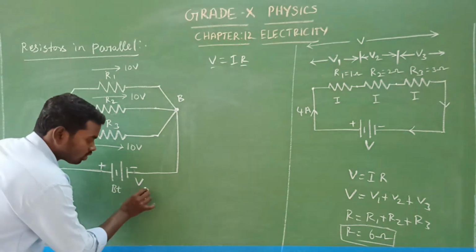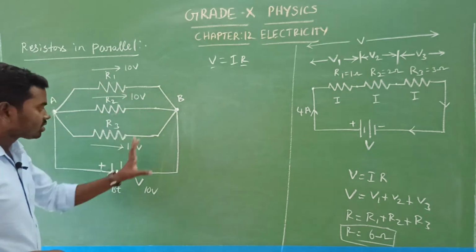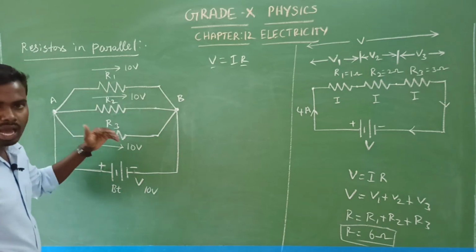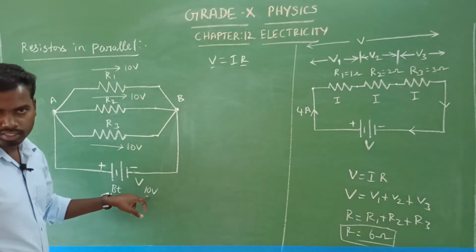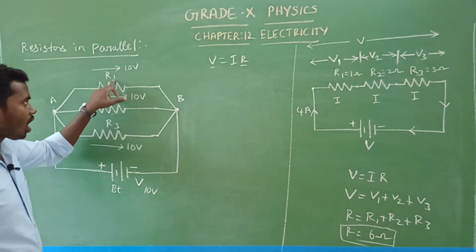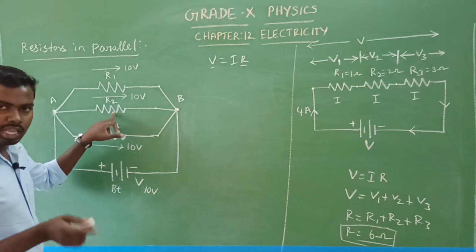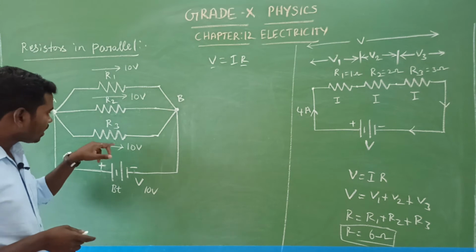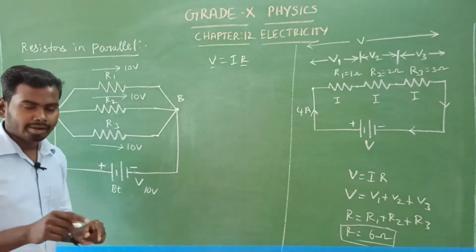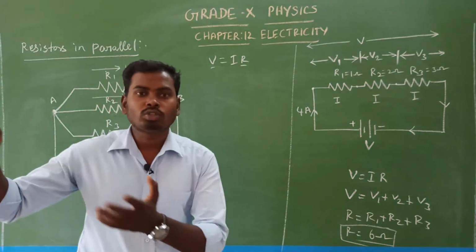If we apply a 10 volt potential difference across this circuit, then throughout the circuit each resistor will have the same 10 volt potential difference. Is it clear? Resistor R1 will have the same potential difference, 10 volt. Resistor R2 will have 10 volt. Resistor R3 will have the same, 10 volt. Why, sir? Why does each resistor in parallel have the same potential difference?